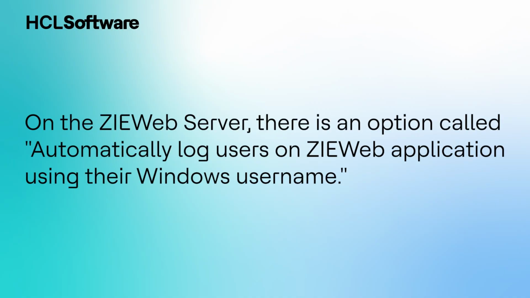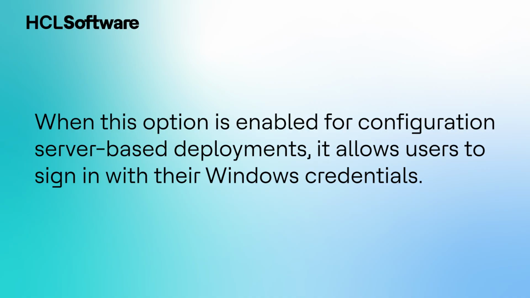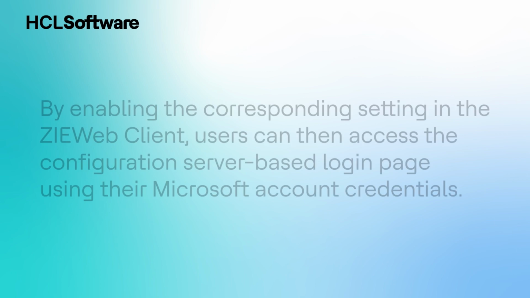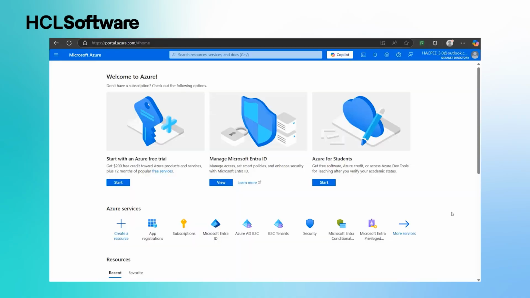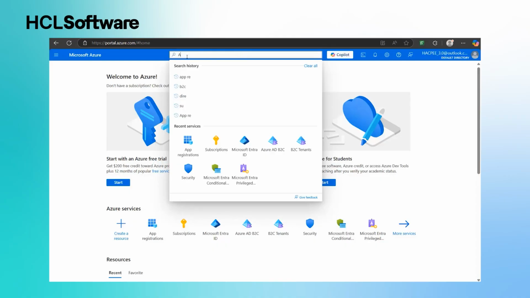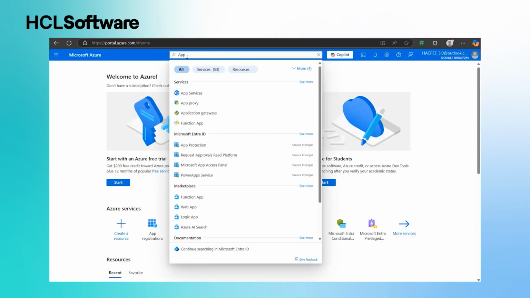On the ZIEWeb server, there is an option called Automatically Log Users on ZIEWeb Application using their Windows username. When this option is enabled for configuration server-based deployments, it allows users to sign in with their Windows credentials. By enabling the corresponding setting in the ZIEWeb-Client, users can then access the configuration server-based login page using their Microsoft account credentials. To begin, register the ZIEWeb-Client application in Microsoft Azure using your Microsoft credentials.